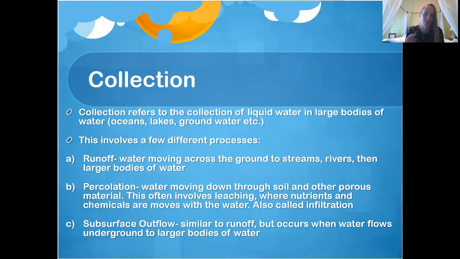And then the last term in terms of collection is subsurface outflow. This is similar to runoff, but it occurs underground. So this is water flowing underground, usually from a groundwater supply to a large body of water like an ocean or something like that.